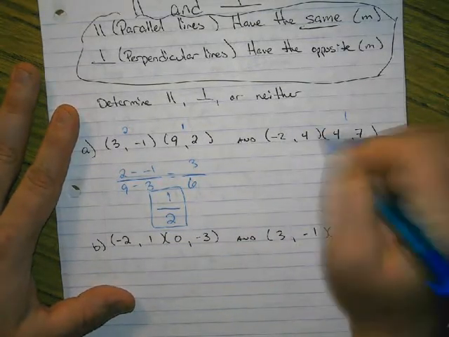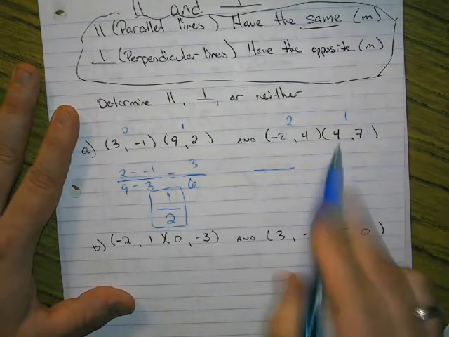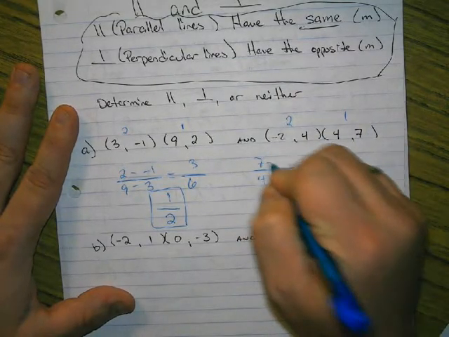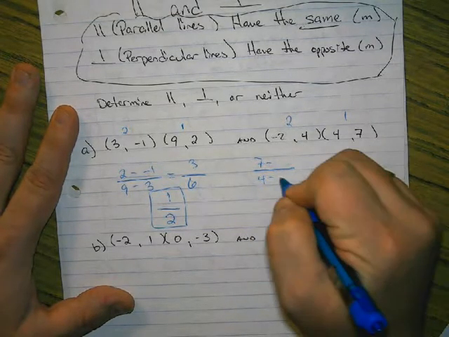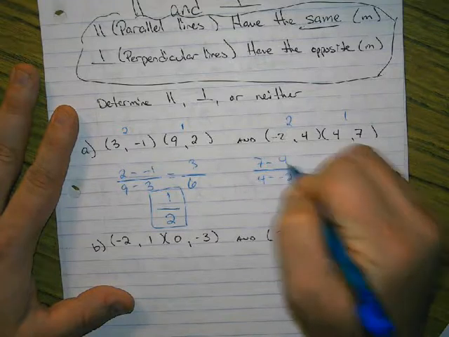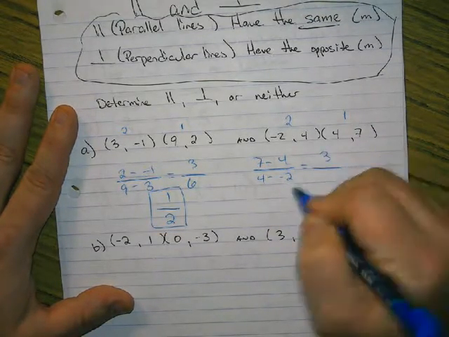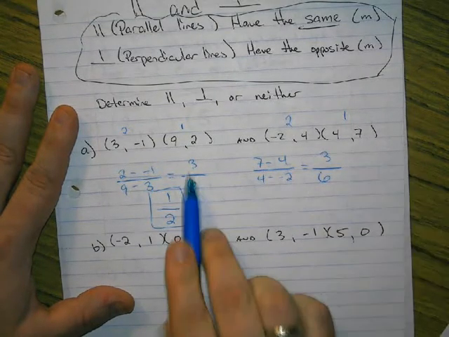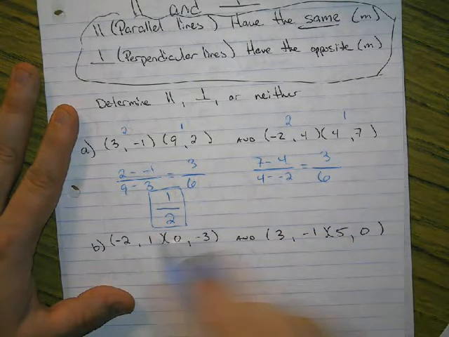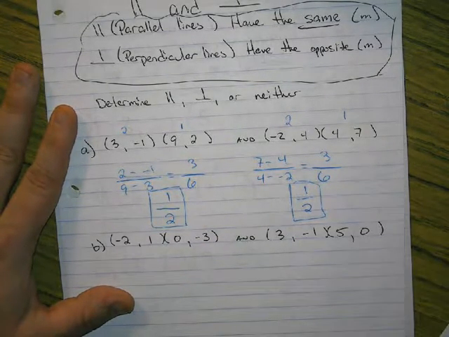Again, I'm going to call the second one 1 because those numbers look bigger. I'm going to go to that first point. 4 goes on bottom. 7 goes on top. Minus, minus. Point number 2. -2 goes on bottom. 4 goes on top. Once I subtract, I get 3 over. What's 4 minus -2? 6, which sounds pretty familiar. If it reduced to 1/2 that time, it reduces to 1/2 this time.